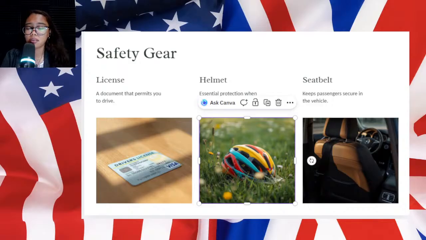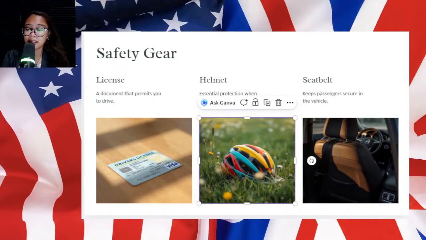It usually consists of three main layers. First is the outer shell. The outer shell is the hard plastic exterior. Its job is to prevent sharp objects from piercing the helmet, and to allow the head to slide easily across the ground during a fall, which prevents neck injuries. So that is the outer shell of the helmet.